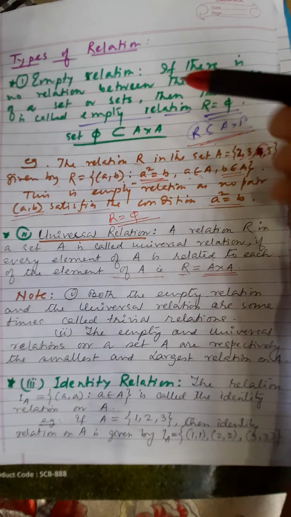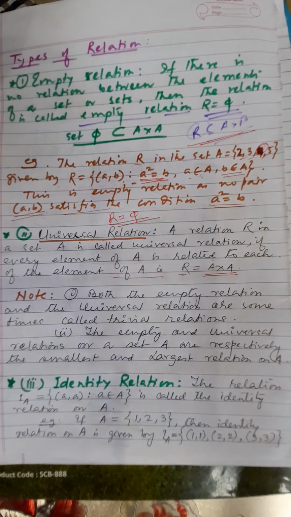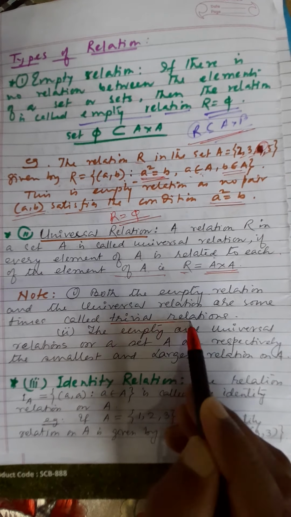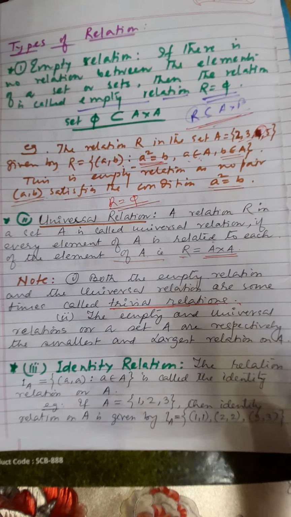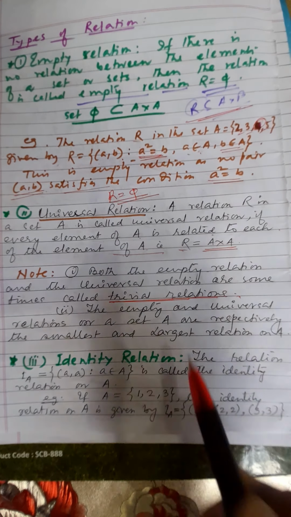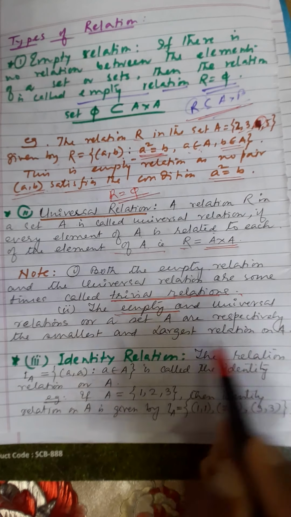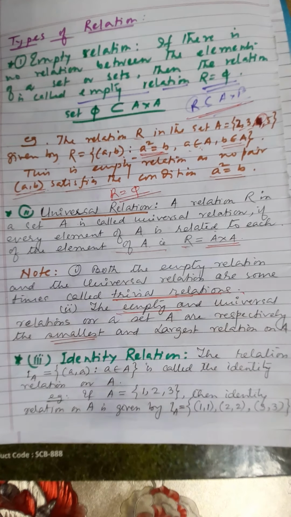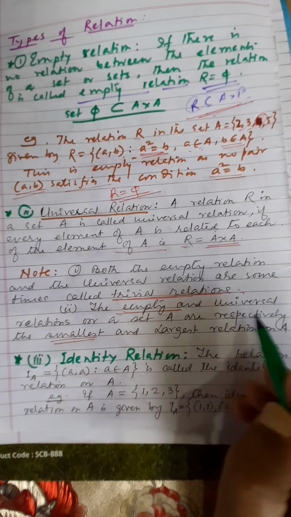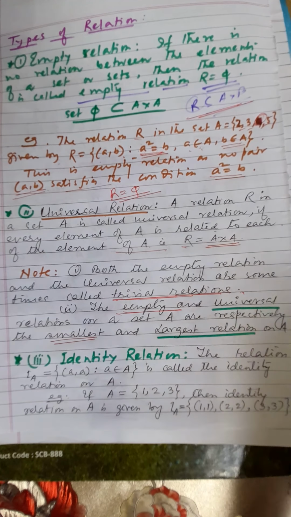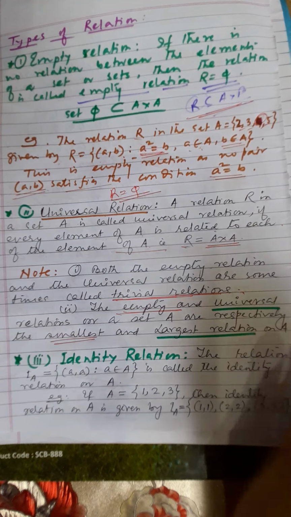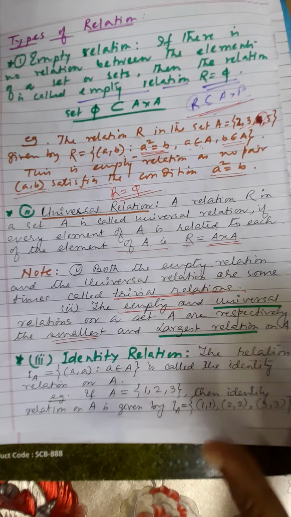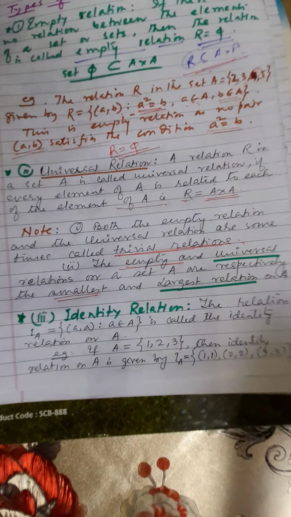Both the empty relation and the universal relation are sometimes called trivial relations. So which are called trivial relations? Empty relations and universal relations are called trivial relations. The empty relation is the smallest relation, and the universal relation is the largest relation. Okay. Which is the smallest relation? The empty relation is the smallest relation, and which is the largest? The universal relation is the largest relation. Next is the identity relation.